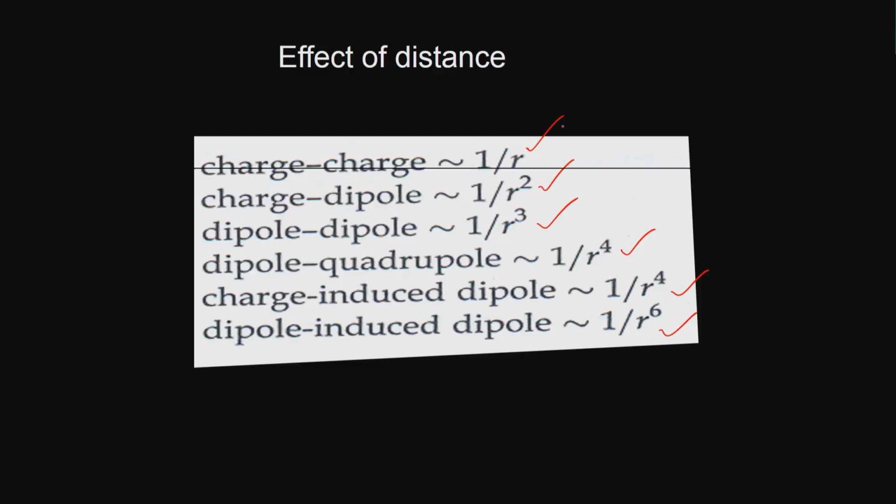So we call this the long-range interaction, because all these other terms will rapidly decrease as the distance increases, whereas this decreases only linearly. All these decrease non-linearly, quadratically, raised to the power 4, raised to the power 6. So they decrease very rapidly, whereas this decreases only linearly, so we call this the long-range interaction.